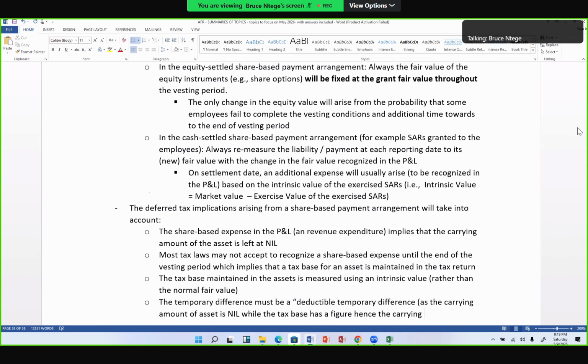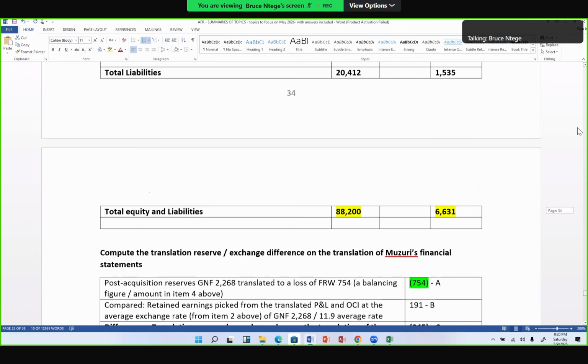A deductible temporary difference shall always result in a deferred tax asset when you apply the tax rate they give you in the exam. I'm picking it from that statement, which you already have. That's why I'm concluding that we have a deductible temporary difference, which implies that we shall always have a deferred tax asset when we have deferred tax implications arising from a share-based payment arrangement. Okay, so let's go down to where we were.